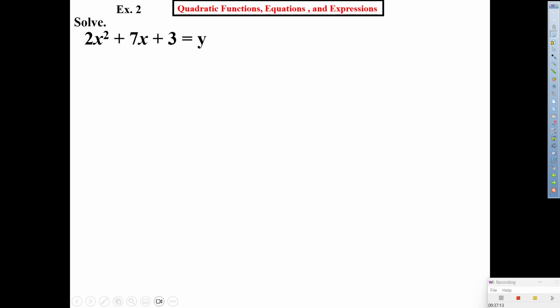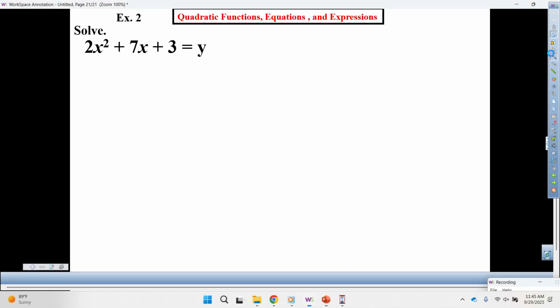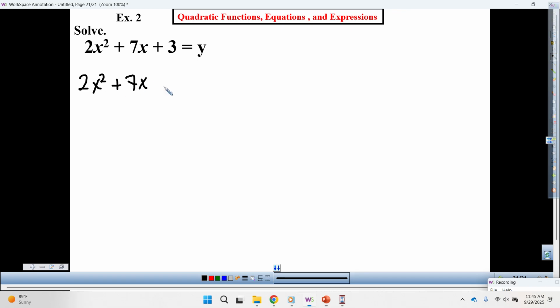2x squared plus 7x plus 3 equals y. So, question, what is our first step, everyone? Change y to 0. So 2x squared plus 7x plus 3 equal to 0.